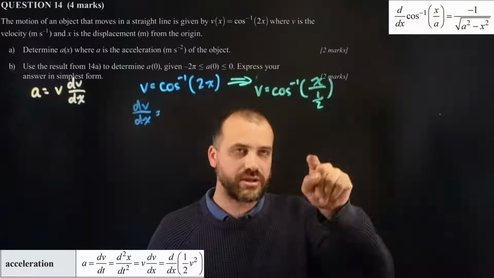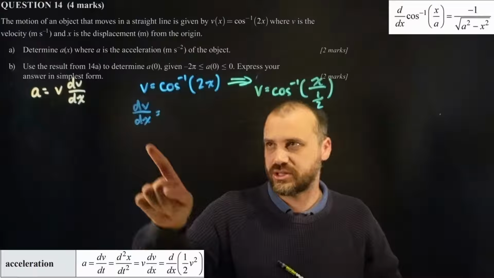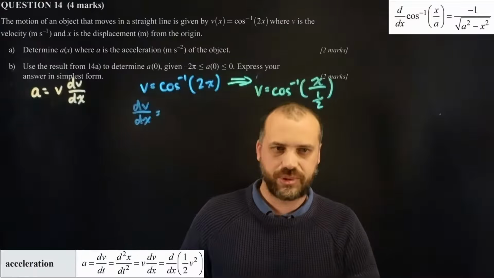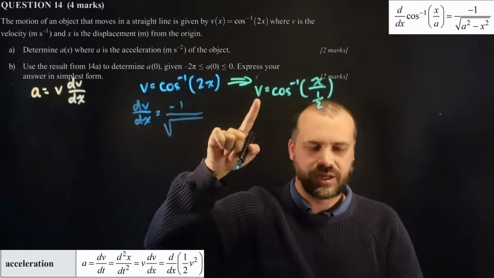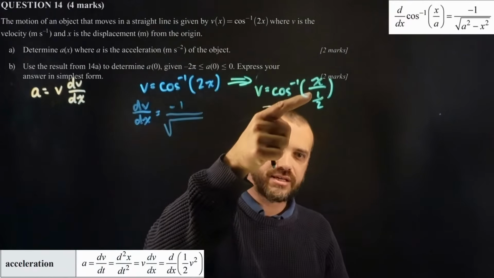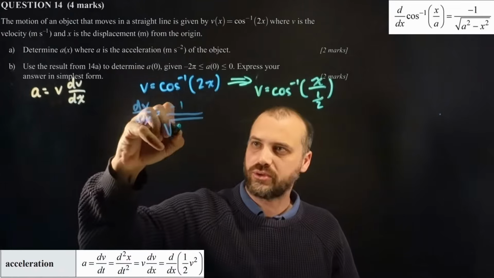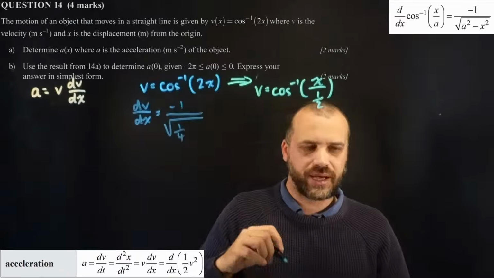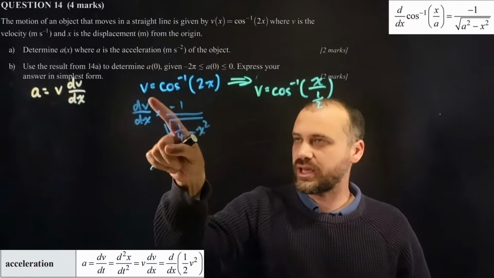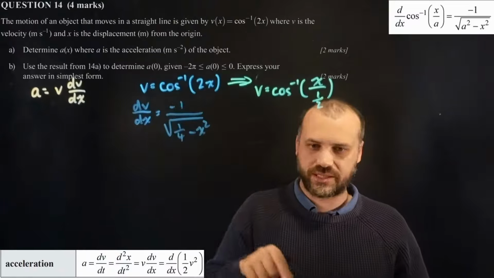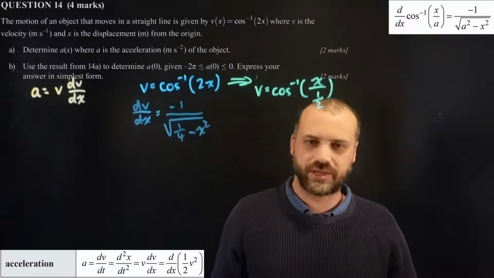All right, so now that I've got it in the form x over 1/2, I can just plug and play into my formula. So I know dv/dx, let's use a blue pen here, dv/dx is equal to -1 over root a squared minus x squared. Now a, in this case, according to my formula, is 1/2, so a squared is 1/4, and then minus x squared. So now I know that v is equal to inverse cos 2x, and dv/dx is equal to -1 over root 1/4 minus x squared.